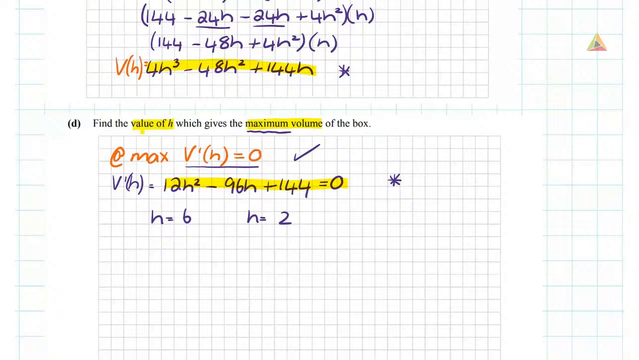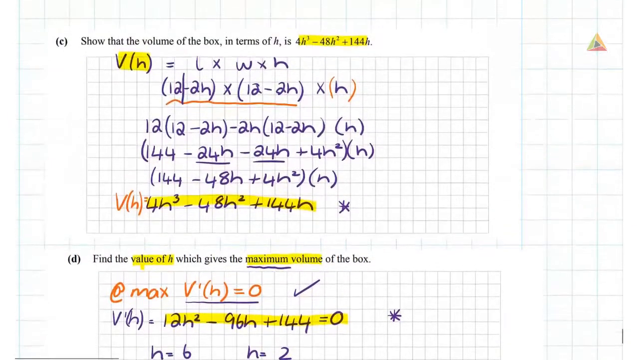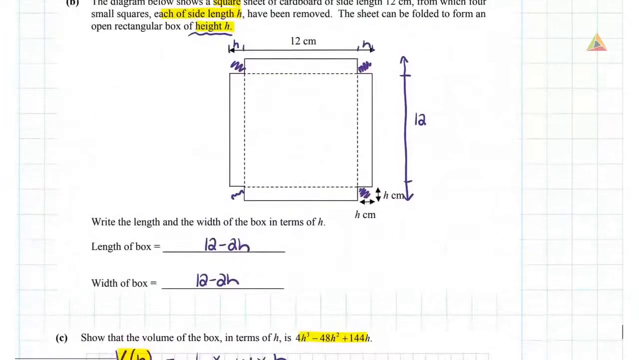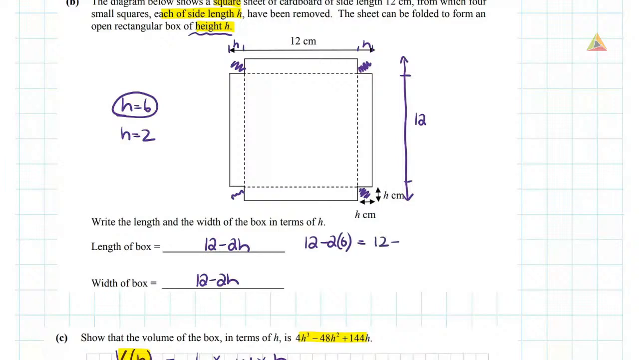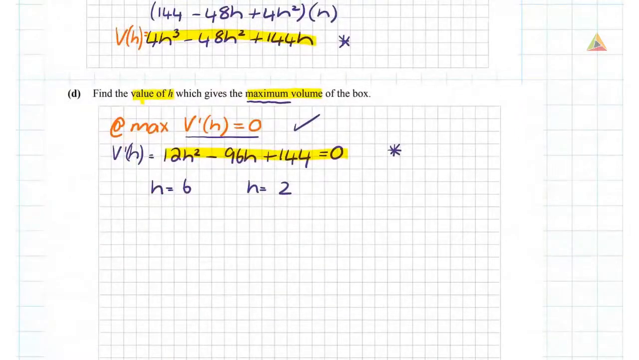Okay, so clearly one of these will give a max and one will give a min. So if we go back to our diagram, so h is 6 and h is 2. We'll just write this here just to remind ourselves. Now, if you think about it, when h is 6, if we take this one, for example, first. If h is 6, then the length is going to be 12 minus 2 times 6. That gives me 12 minus 12. So that gives me a length of 0. And it also gives me a width of 0 as well. So that means I don't have a box as such. So therefore, that clearly is going to be your min. And this clearly is going to be your max.